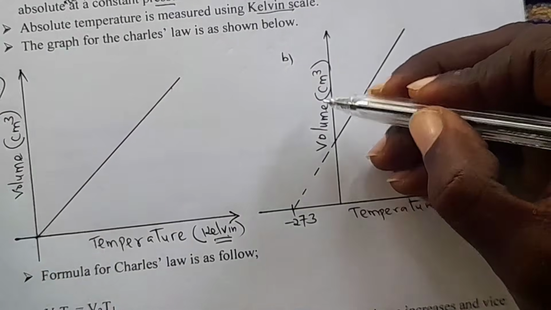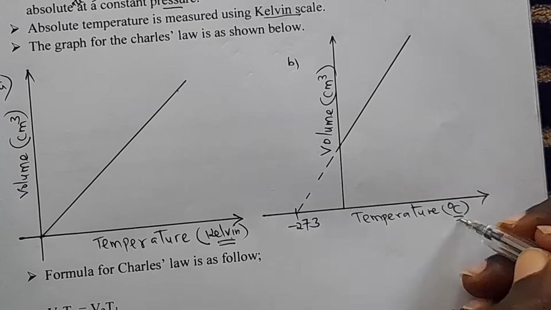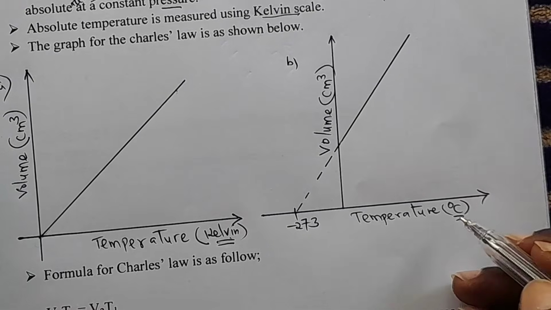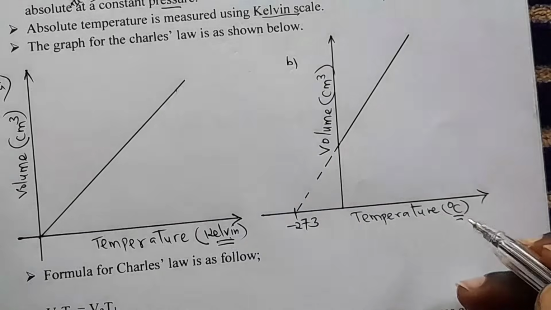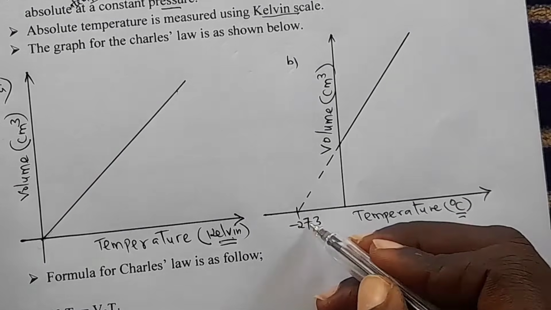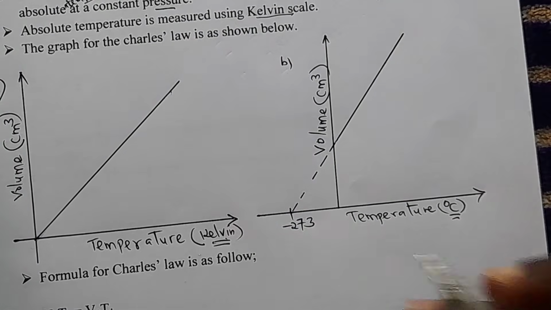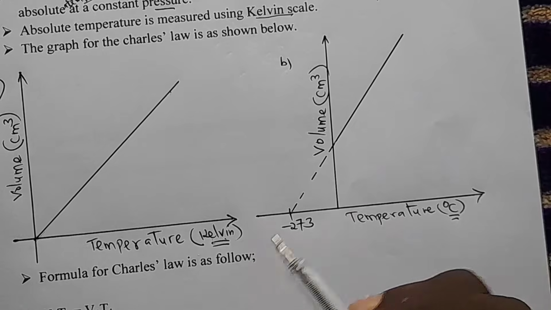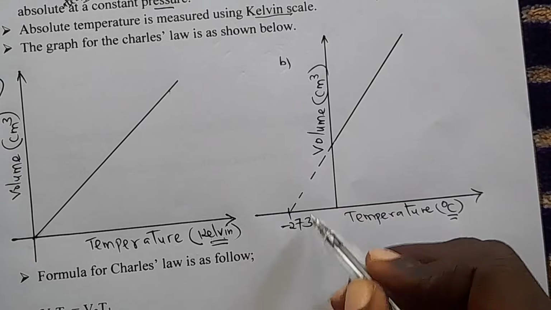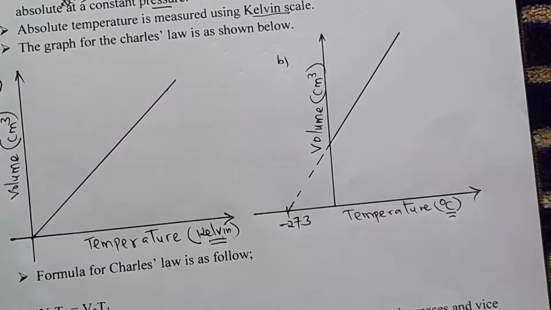If you decide to use the other way, that's part B. Here, we are using volume, measured in centimeter cube, but our temperature is in degree Celsius. To convert 0 Kelvin into degree Celsius, it will be negative 273. So that means the straight line starts from negative 273 degrees Celsius.